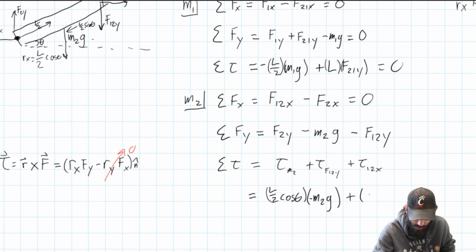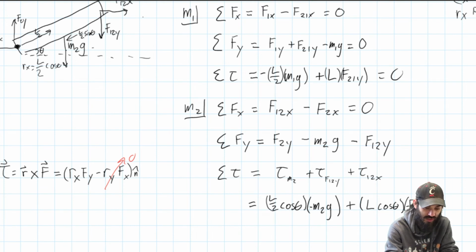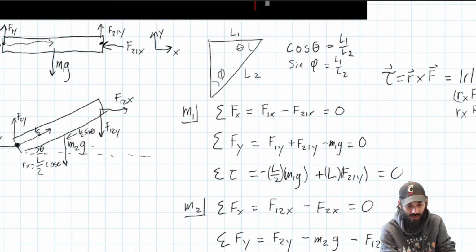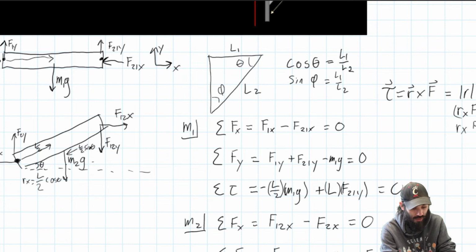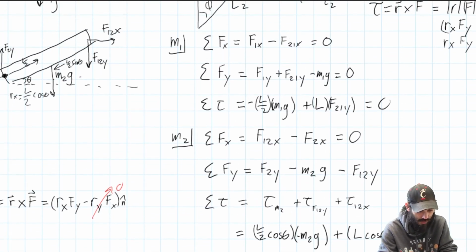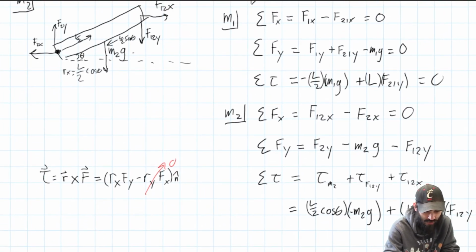So this is going to be L times cosine of theta times F12y in the negative direction. Again, because we chose this to be pointing down, and that's going to be negative relative to the coordinate system that we have. Okay. So the last one we have is this F12x.